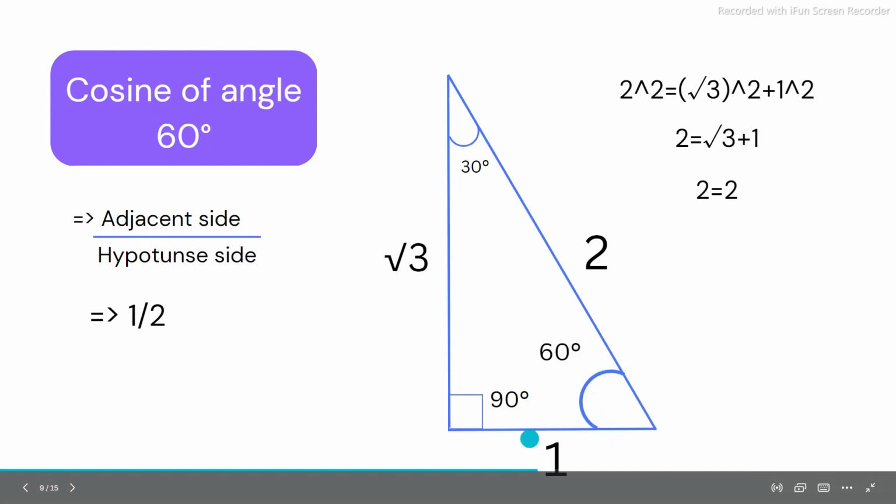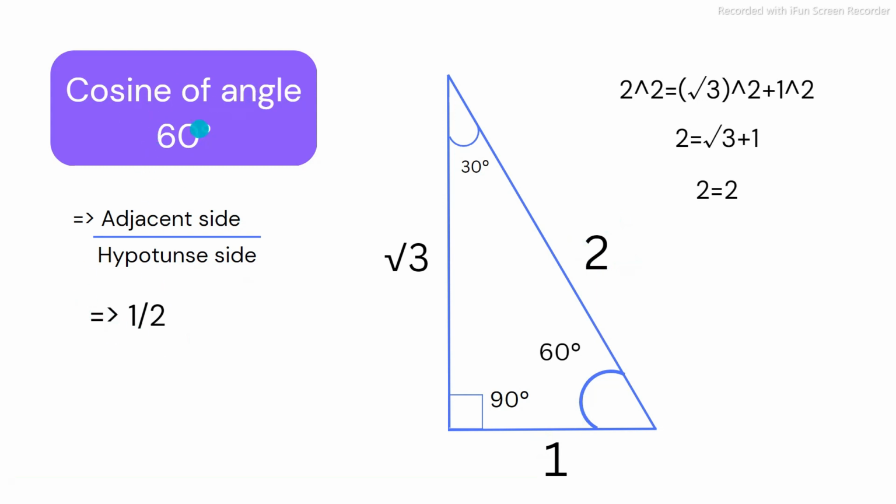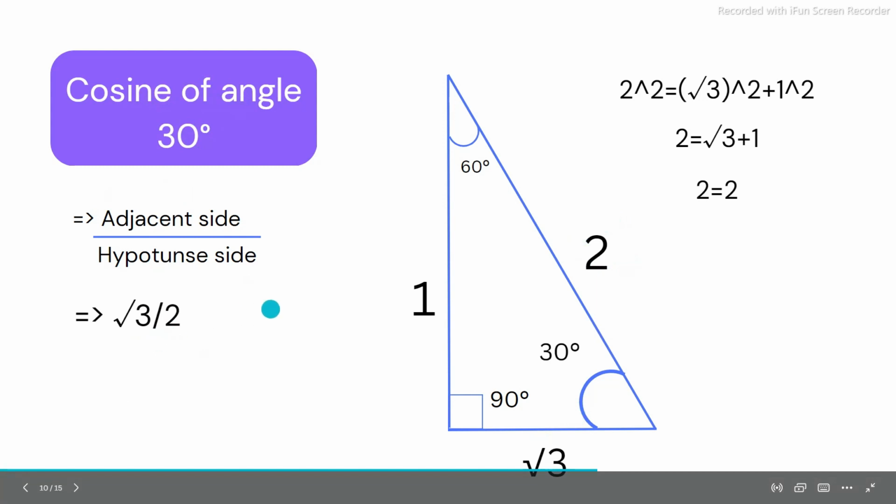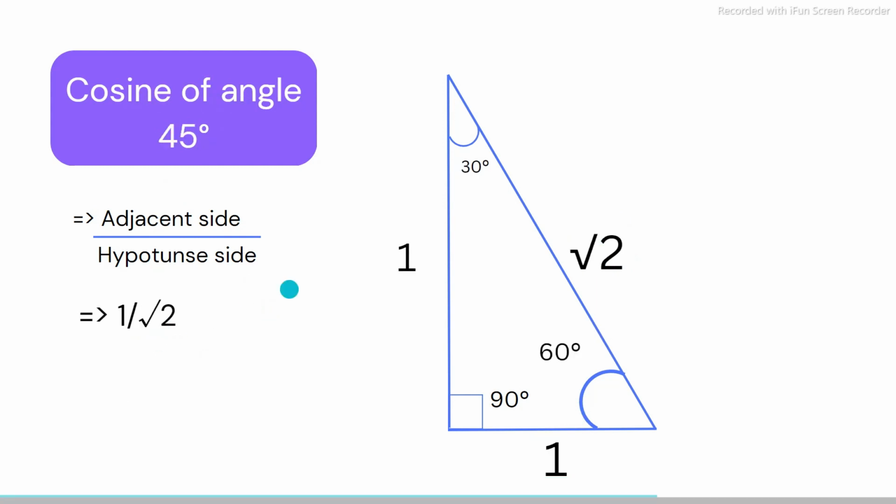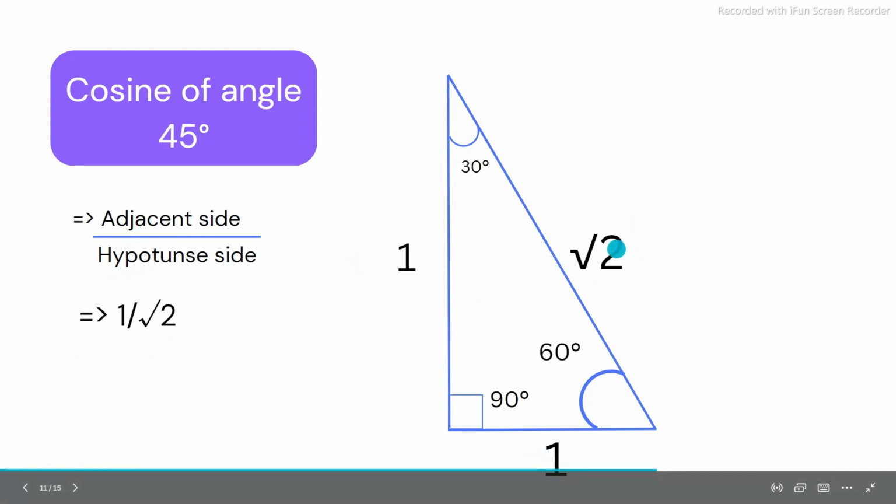For 60 degrees, as you can have a look here, I have taken the same ratio 1, root 3, and 2 for 30 and 60. Therefore, cosine of 60 degrees will be 1 by 2. Same with the cosine of 30 degrees, this will be root 3 by 2, and for cosine of 45 degrees it is 1 by root 2. Here this is 1, this is root 2.